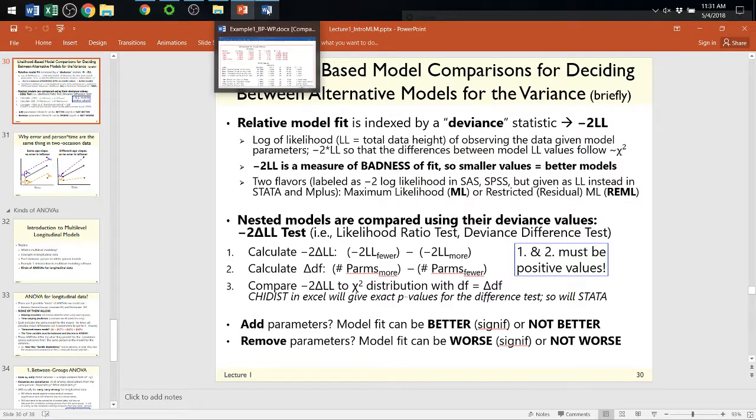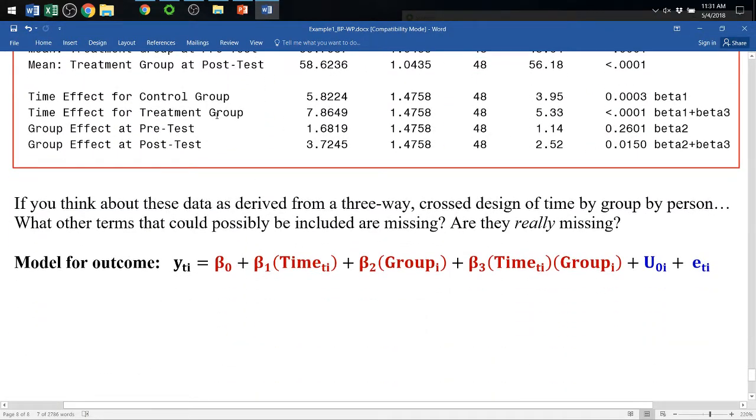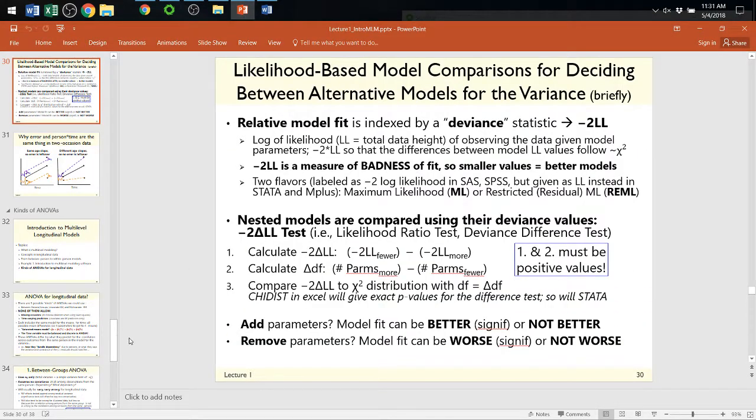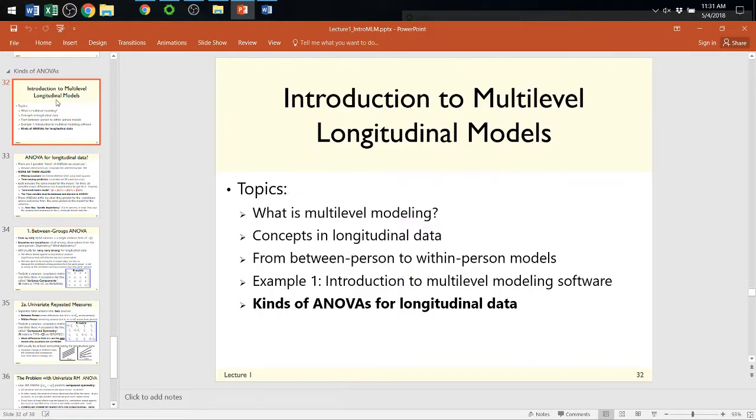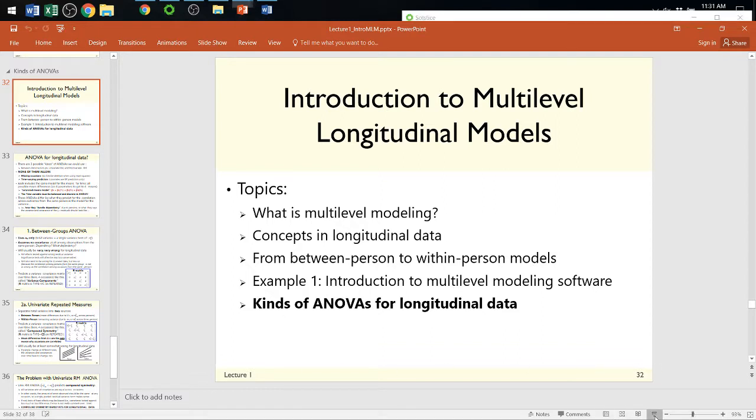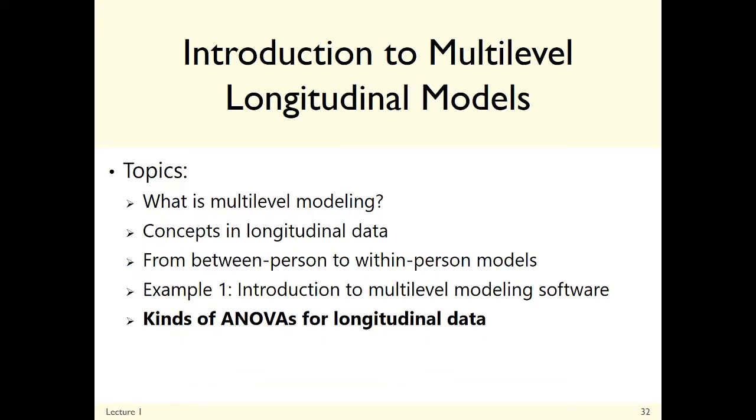All right. So I'll be done with this example then, and then just say a few more words about the intersection of ANOVA and multi-level models then, and then we'll be ready for lunch. So picking up on slide 32, kinds of ANOVAs.